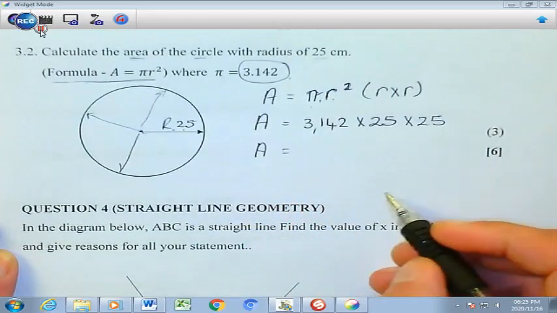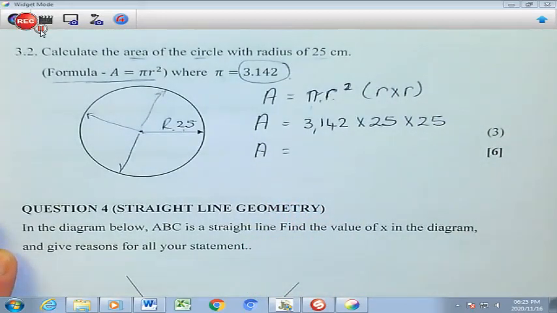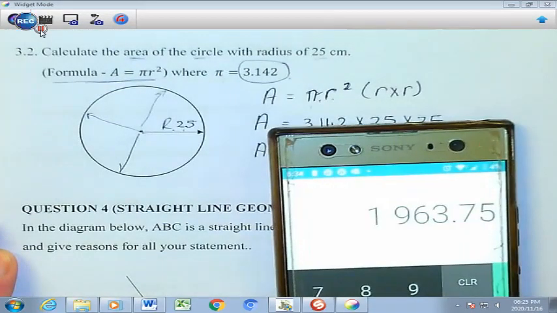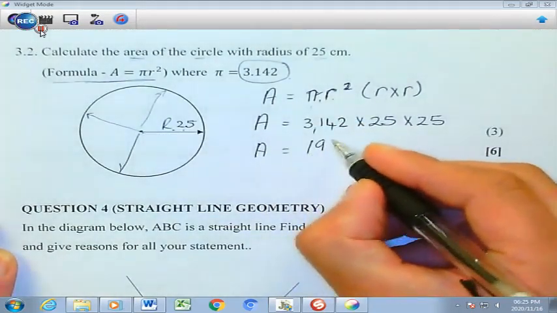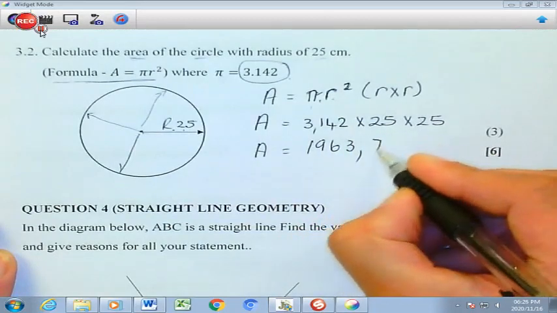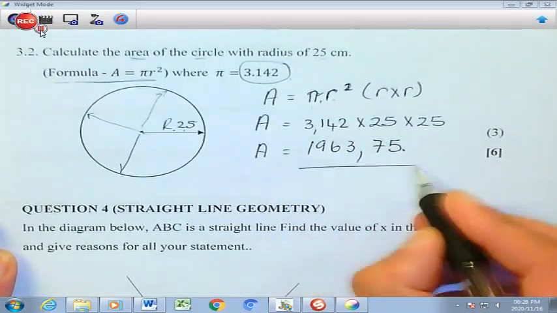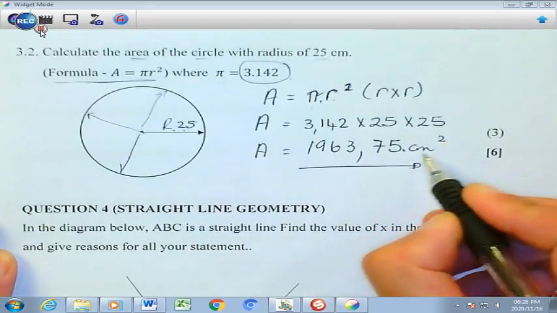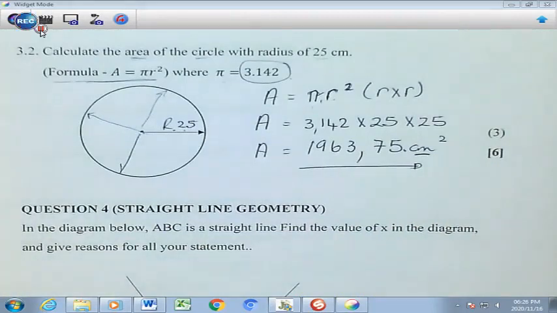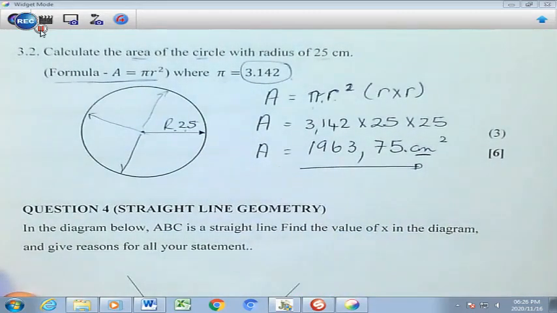Area equals, and now you're going to use your calculator, 3.142 times 25 times 25, and your answer is going to be that on my calculator there. 1963,75. And the unit of measure is centimeter squared. Please do not forget the unit of measure, centimeter squared, because we're working with area.